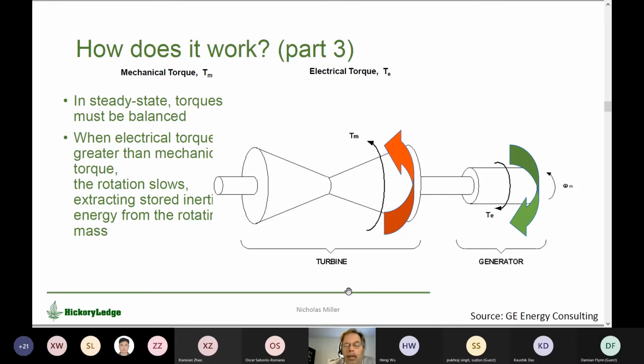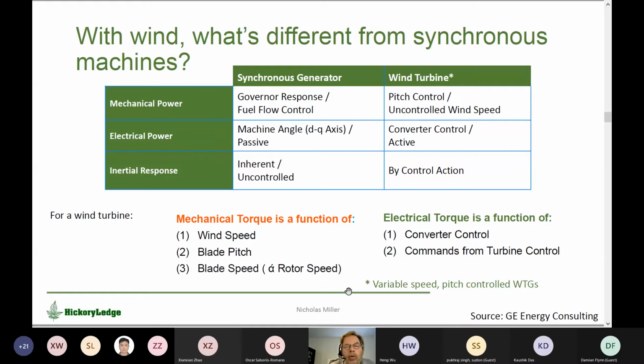So this is fairly obvious, right? If we increase the generator torque above the mechanical torque, the turbine will slow down, and the extra energy that is delivered to the grid, torque times speed, power, comes out of that J omega, right? The H of the wind turbine, just as it does out of the synchronous machine. So to summarize these 2 points, it's really fundamentally different, right?